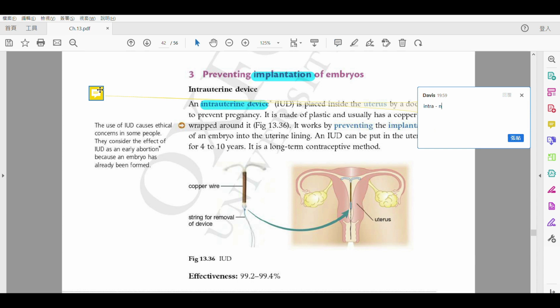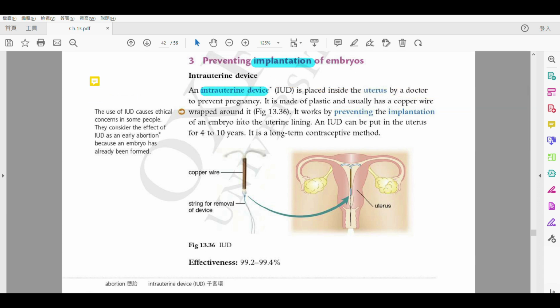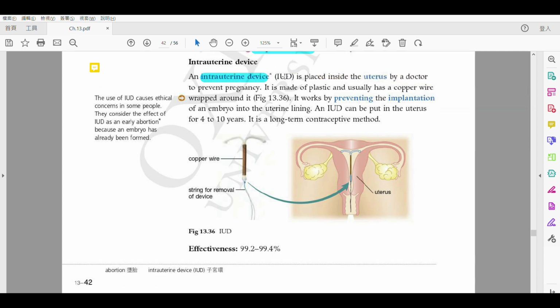Intra means inside your body. And you have often heard a word called inter. Inter is between bodies. For example, international is between nations. Nation means countries, so it is between different countries. OK, so inter means between, intra means inside. So this IUD, intrauterine device, is a device. It will be placed inside your uterus. But this time it will not be done by yourself, it is done by a doctor to prevent pregnancy.